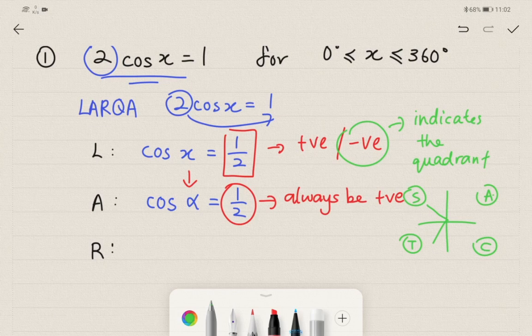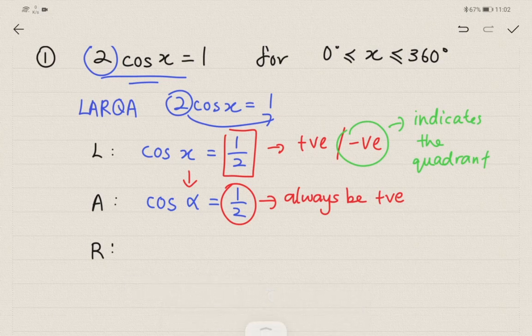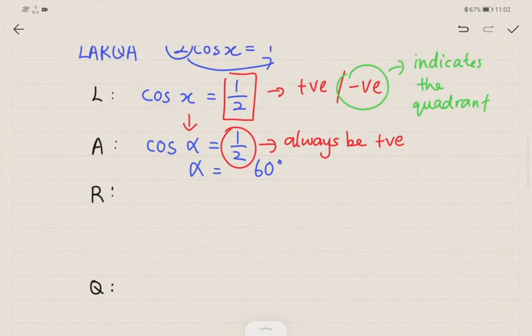But when you use cos alpha, you are not going to use the negative value, because when you press the calculator, you might get the wrong answer. So after we change into alpha, then you need to find the value of alpha. So your alpha is 60 degrees by using the calculator. Now the range, just copy from the question. x is less than or equal to 360 or more than or equal to 0 degrees.